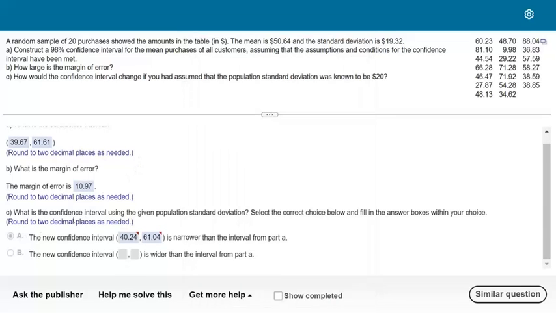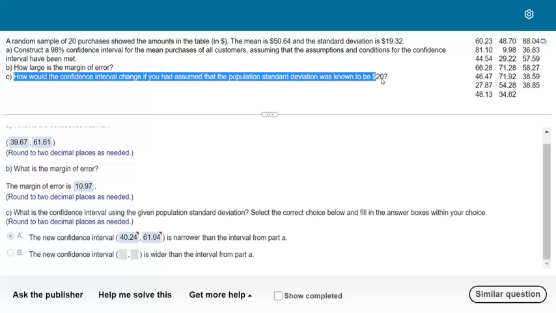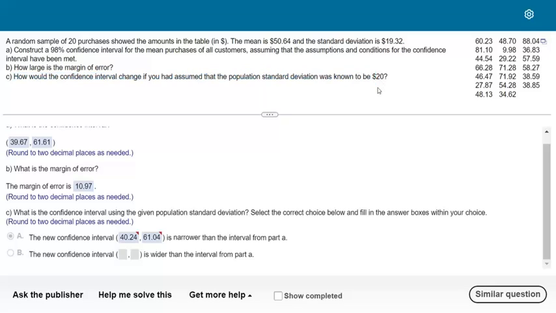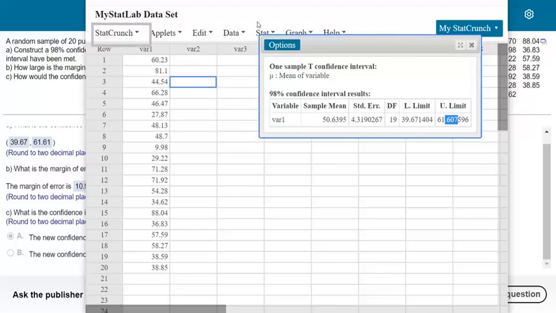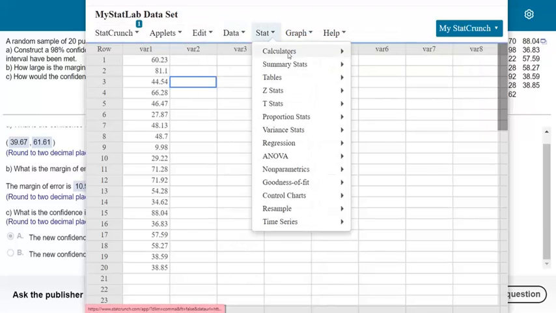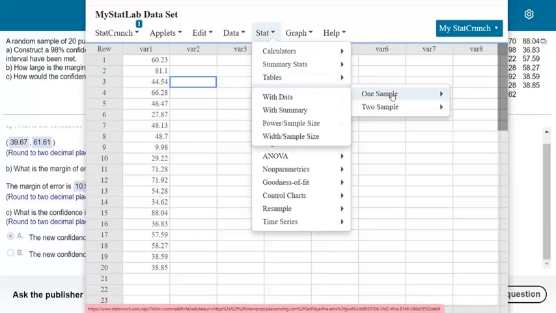Now this part C, what it's saying up here is, how would the confidence interval change if you assume the population standard deviation was known to be 20? So when we don't know a population standard deviation, we use a t-test. When we do know a population standard deviation, we use a z-test. So this is asking you to go to Stat, Z-stat, one sample, and then with summary is what you want to select, not with data.